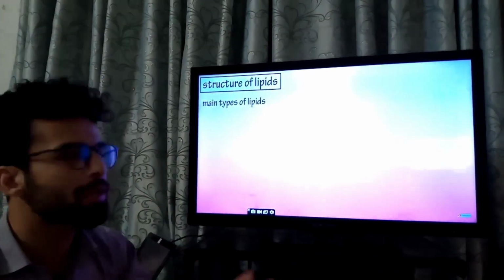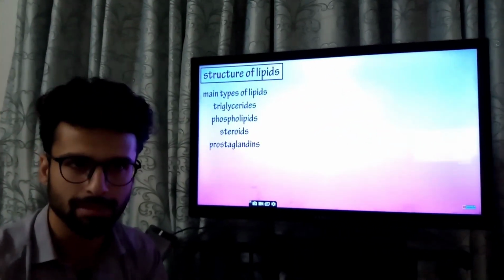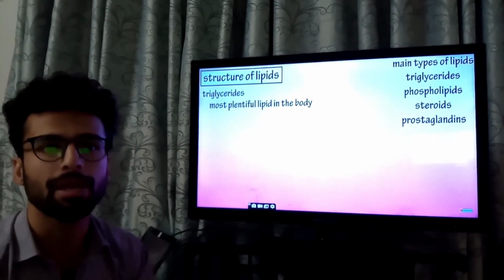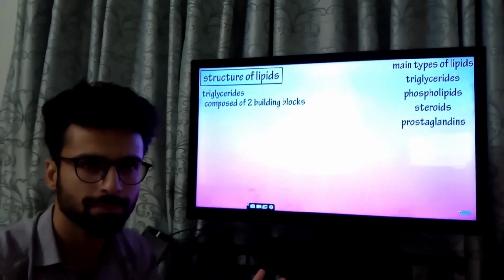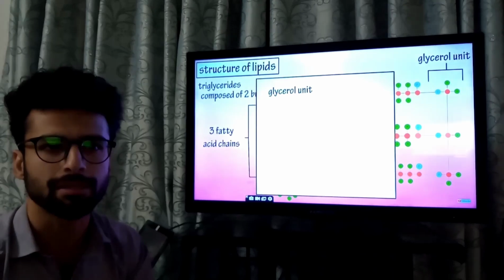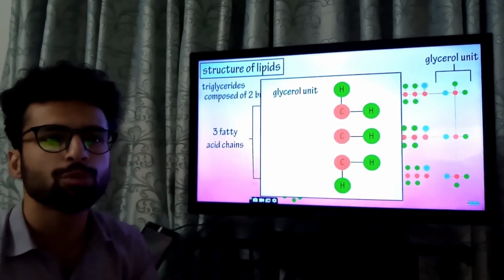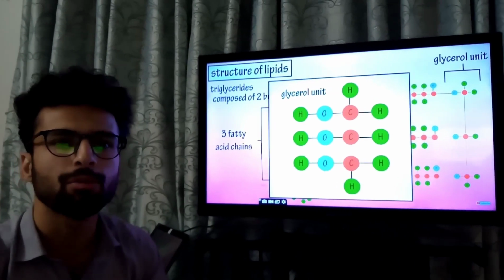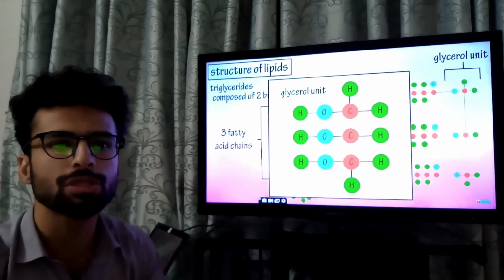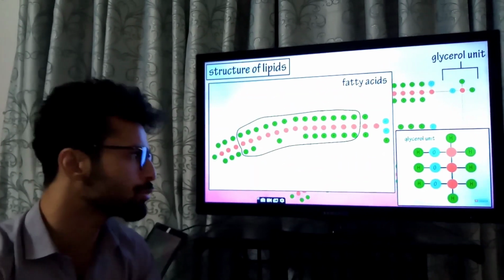The main types of lipids are triglycerides, phospholipids, steroids and prostaglandins. Triglycerides are the most plentiful lipids in the body and they are composed of two building blocks: a glycerol unit and three fatty acids. A glycerol unit has three carbon atoms, with two bonded with two hydrogen atoms and one bonded to a hydrogen atom. They are also bonded to a hydroxyl group, which is an oxygen bonded to hydrogen, and the fourth bond being to another carbon atom as well.